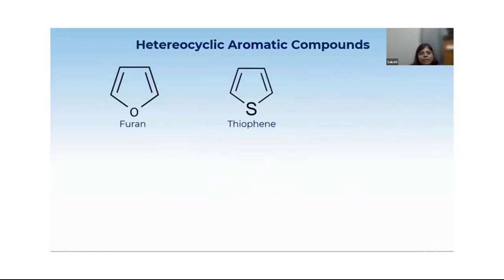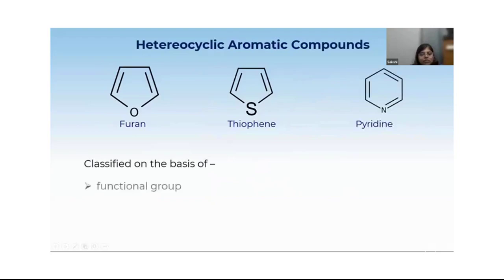Okay. Next up, we have heterocyclic aromatic compounds. If you can see here again, pyridine. So here you have furan, thiophene, pyridine. Basically, these are aromatic compounds, but heterocyclic. Okay. Let us move forward.